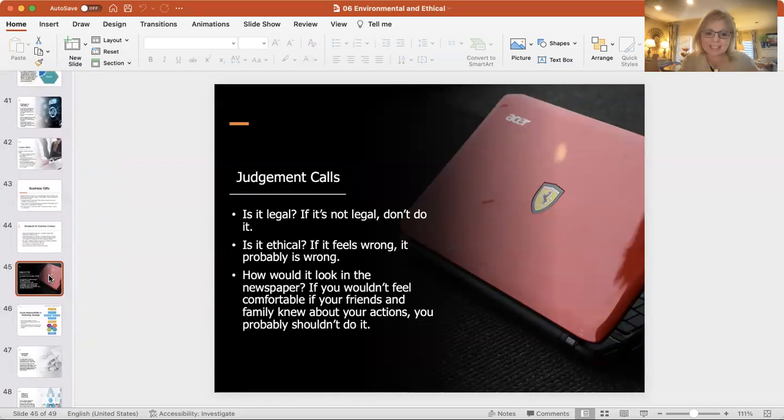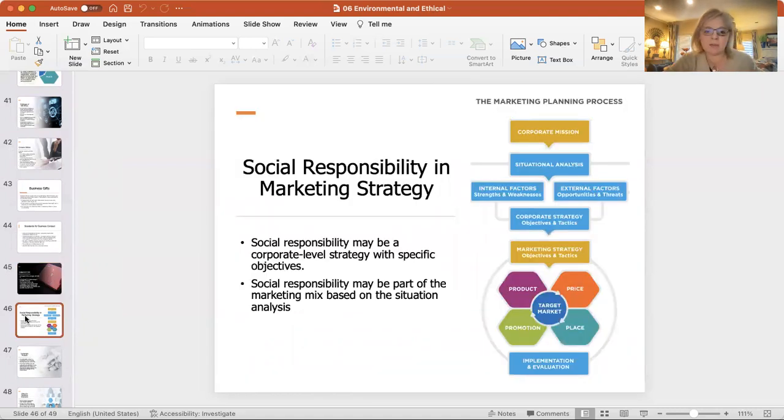Judgment calls. Is it legal? Is it not legal? If it's not legal, certainly don't do it. Is it ethical? If it feels wrong, it probably is. That's the standard mode of thought that we work through in most of the companies that I've worked for or consulted for.